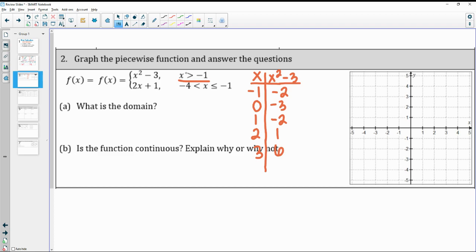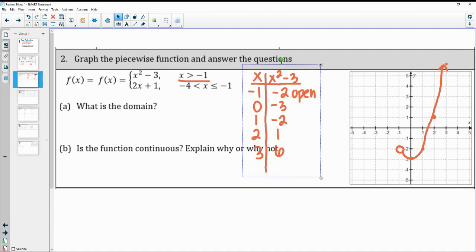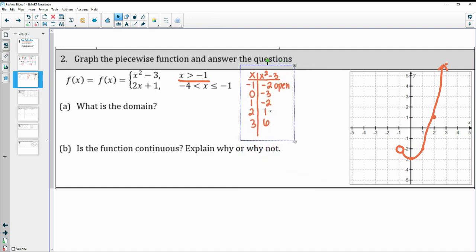So let's start plotting this. Now at -1, it just says greater than. So this is going to have an open circle. At -1, -2, we'll have an open circle. Then we have a point at 0, -3, at 1, -2, at 2, 1, and at 3, 6, which again goes off the paper, but going to be somewhere like that. And then you can just connect those. Then we'll plug into the next part, and I'm just going to make this smaller so that we have room to fit the other one.